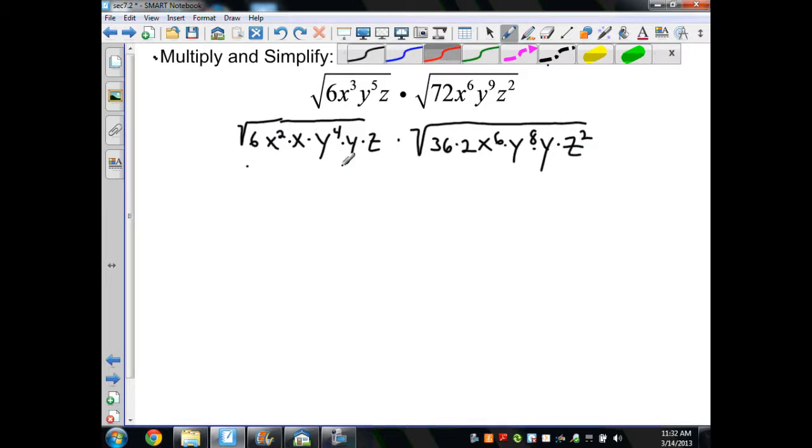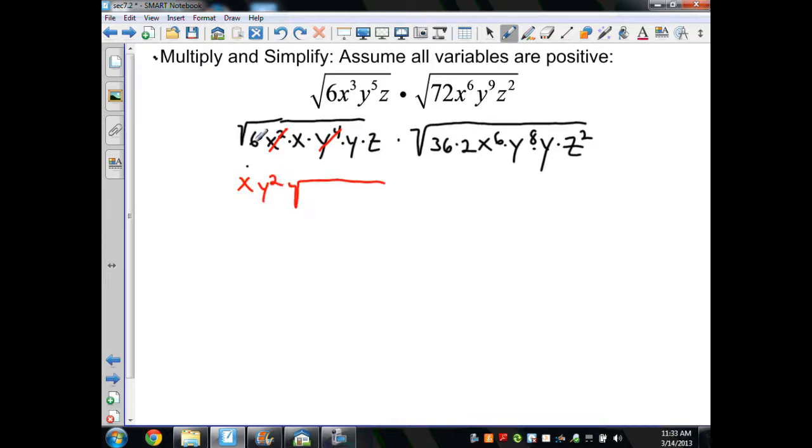And I'm going to have on this radical, square root of x squared is x. The square root of y to the 4th is y squared. And what's left in the radical is 6xyz. Times, simplify this radical, square root of 36 is 6. Square root of x to the 6th is x cubed. The square root of y to the 8th is y to the 4th. The square root of z squared is z. What's left in the radical is 2y.